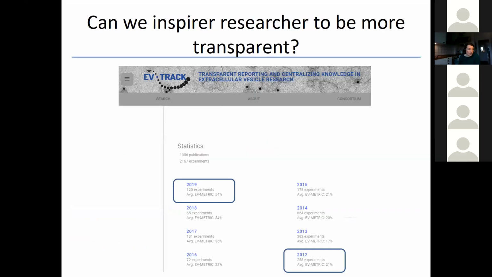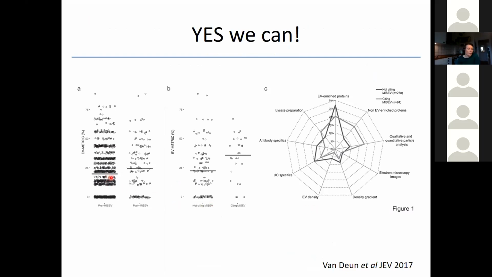So can we inspire researchers to be more transparent? Well, the EV-TRACK suggests so. In 2012, so this is before the MISEV guidelines in 2014, and it was before EV-TRACK, on average, the score for papers was 21%. In 2019, the average score was 54%. And it was also shown here, you have papers published before MISEV and papers published after MISEV, and you can see that the score has gone up a bit.